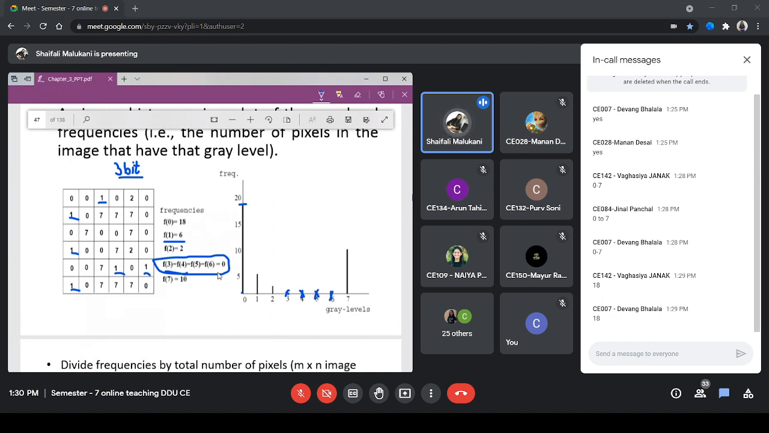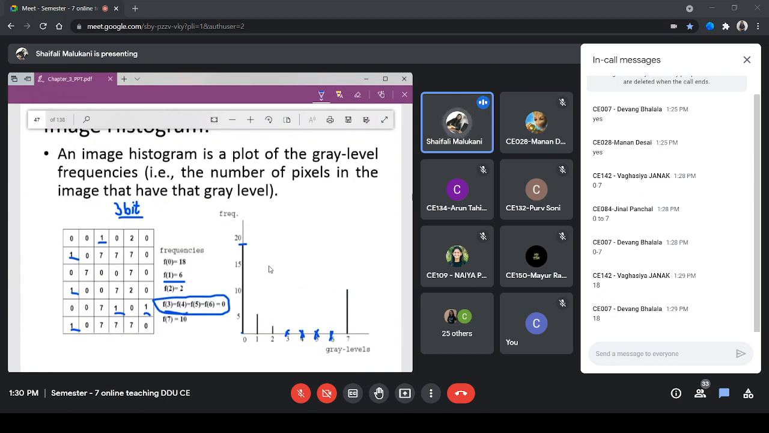Okay, so this is histogram. Are you clear with the histograms? If I give you a random image, will you be able to plot the histogram? Are you comfortable with the concept? Should I repeat it, or are you clear with what a histogram is and how to plot it for any random image? Great.